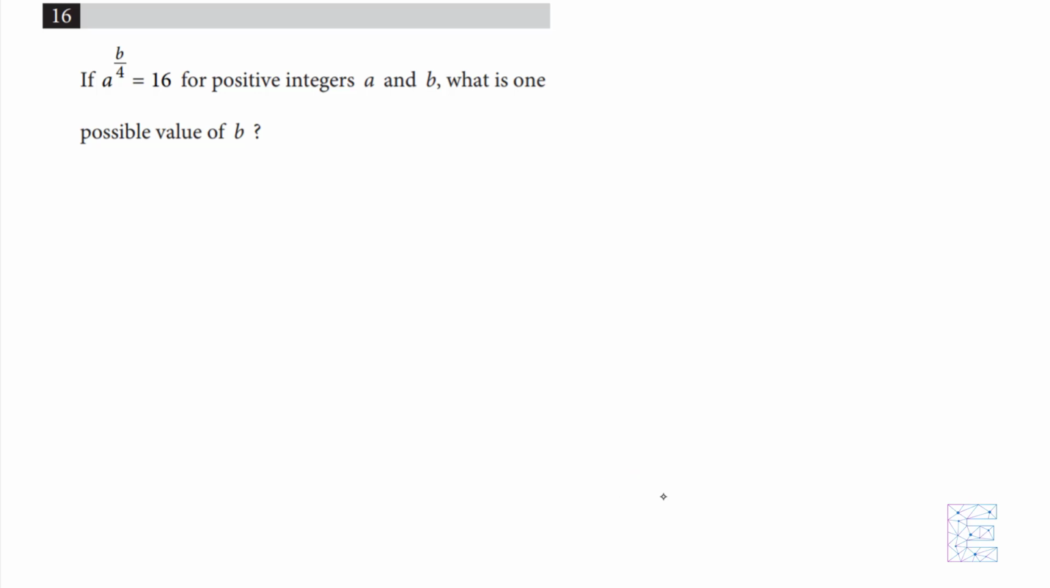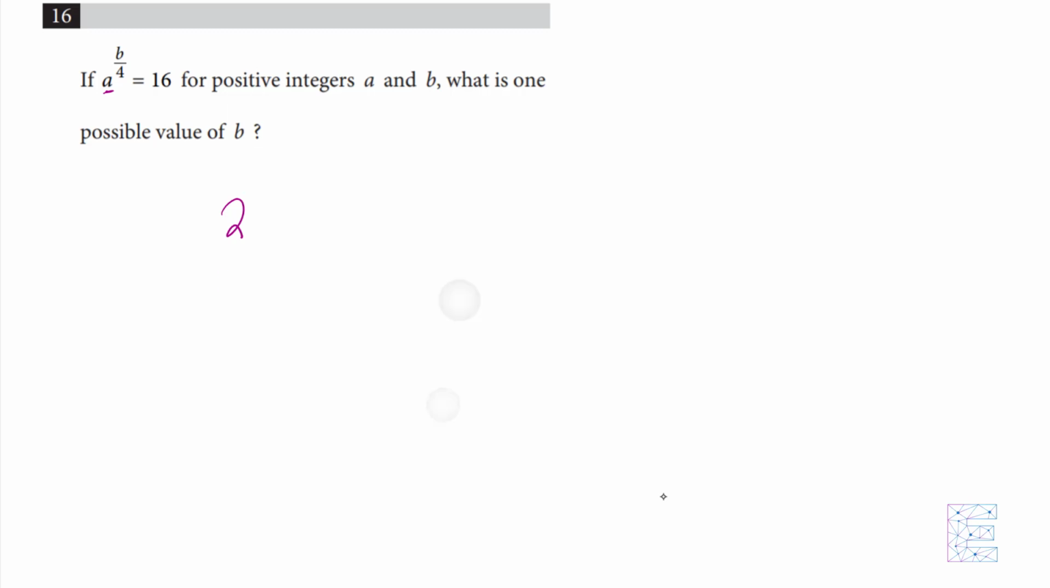If a raised to the b over 4 equals 16 for positive integers a and b, what is one possible value of b? So for this question, it would be very wise to select a number for a. So let's just go with 2. Why 2? Because there's a way to raise this 2 to a certain number to have a 16.